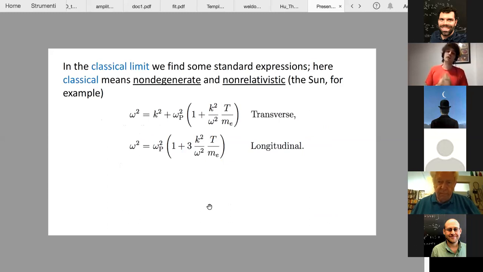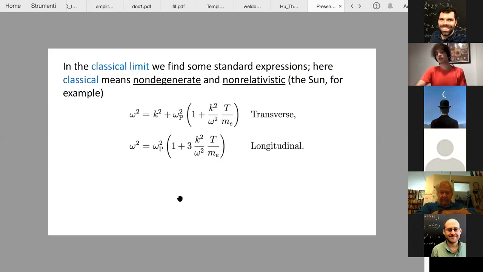For example, now imagine that you are in what we call a classical limit. That is to say, a limit in which your plasma is non-degenerate. That is to say, also the density is not that large, and non-relativistic. It is also to say that the temperature is not that large. For example, I will talk about the sun. The sun is a perfect environment to do this kind of consideration.